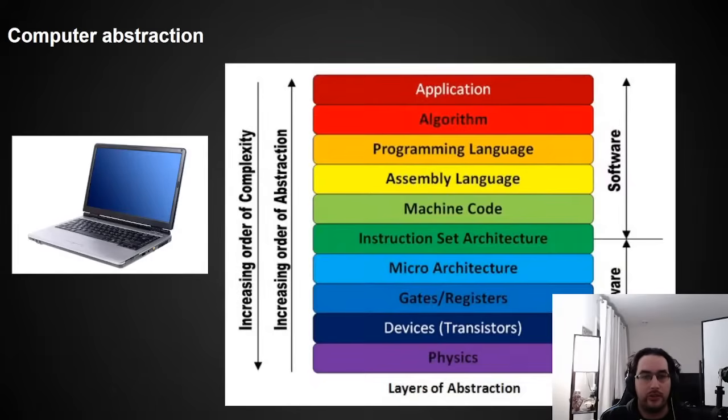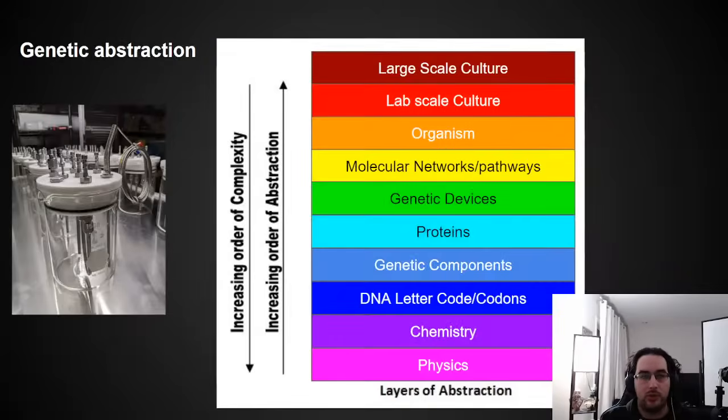Genetic engineering is exactly the same. With genetic engineering, it's genetic abstraction. You start with physics, and then you've got chemistry, and then from there, it just kind of builds up. You've got DNA letters, then you've got DNA codons, so sets of 3 letters. Then you have genetic components. So this is going to be things like promoters, operators, terminators, this sort of thing. Then above that, you have the actual output of these genetic components, so generally proteins.